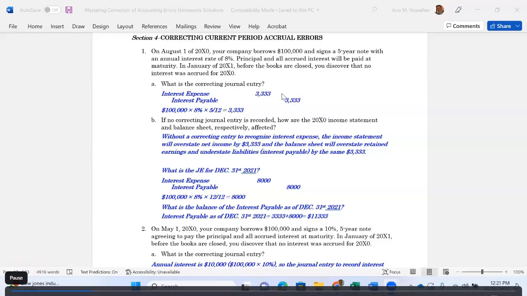Interest payable as of December 31st of 2021, the second year, is $3,333 from the first year, and $8,000 for the second year. So the interest payable balance is $11,333. So I can easily give you this question as a multiple choice and ask you this, right? Any questions, please, on problem number 1?